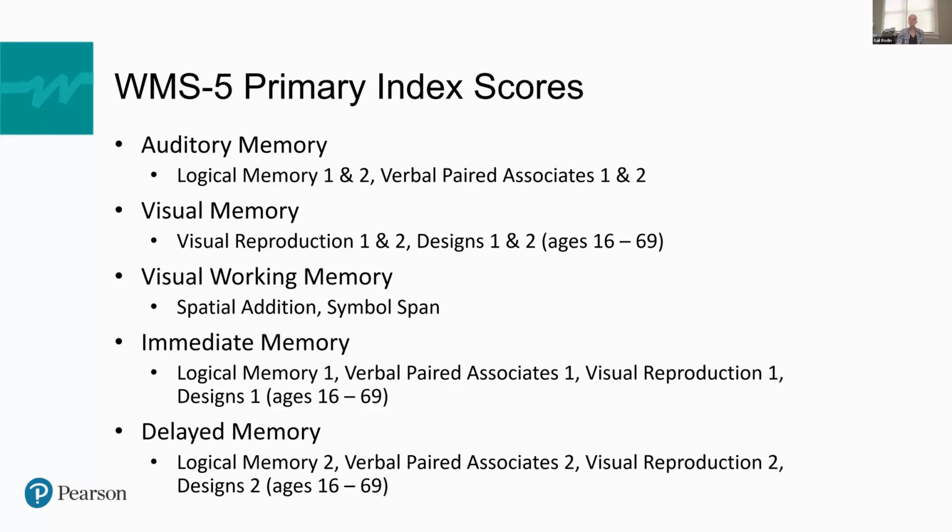And here are the 5 primary index scores, along with information on which subtests contribute to each. Once more, I'll point out the difference in component subtests for younger and older examinees. So our 5 primary index scores for WMS-5 are auditory memory, visual memory, visual working memory, immediate memory, and delayed memory.